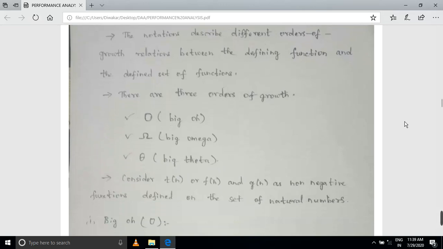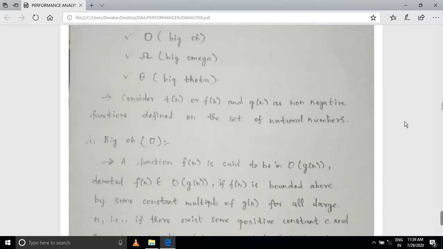Many books refer to little o, little omega, little theta, whatever it is, you need not be confused. These all describe growth: big O, omega, theta. If you are asked any type of question, just follow this definition and this example. Also, some books use T of n and one book uses f of n; both are the same. Then g of n, both non-negative functions defined on the set of natural numbers.